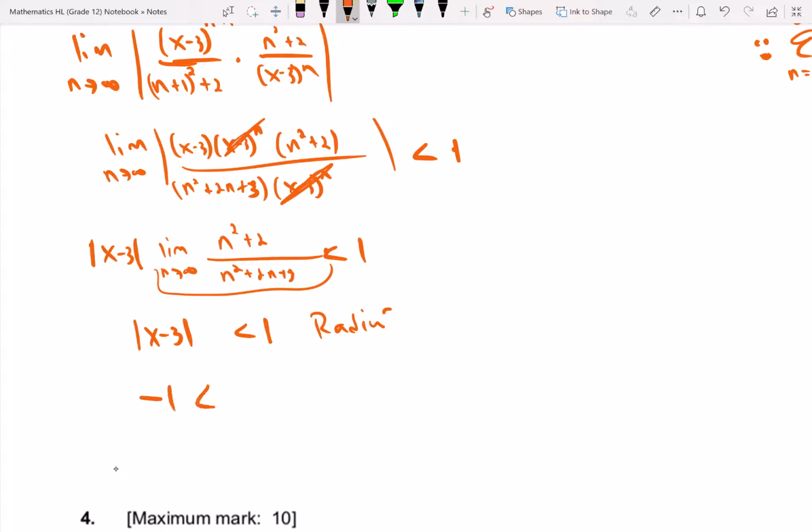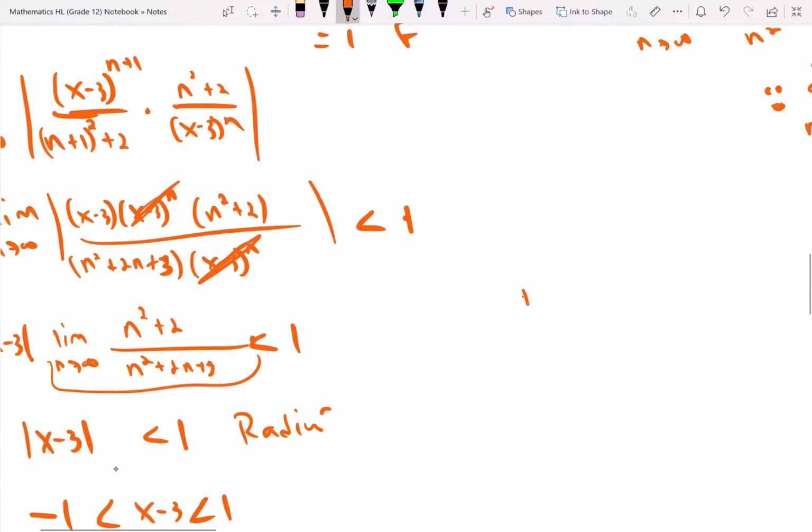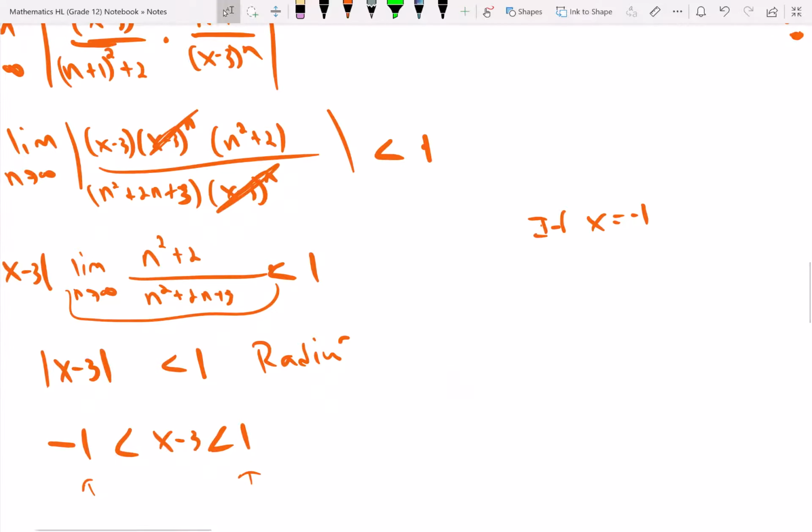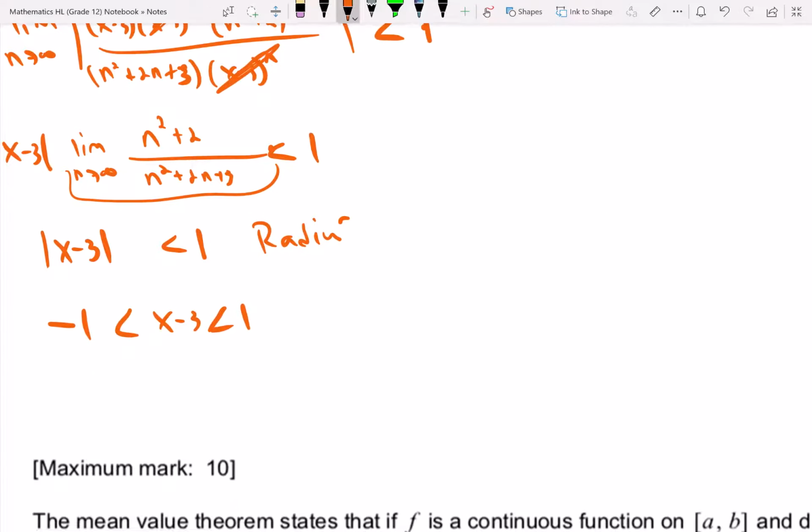To start our interval of convergence, let's set up this inequality like this. That's basically what the absolute value means. What we need to do is test the endpoints. So let's start with if x equals negative 1. Oh no, sorry, we're not quite there yet. We haven't solved it yet. We need to go ahead and add this 3. So this is 2 is less than x is less than 4. So I need to test 2 and 4.